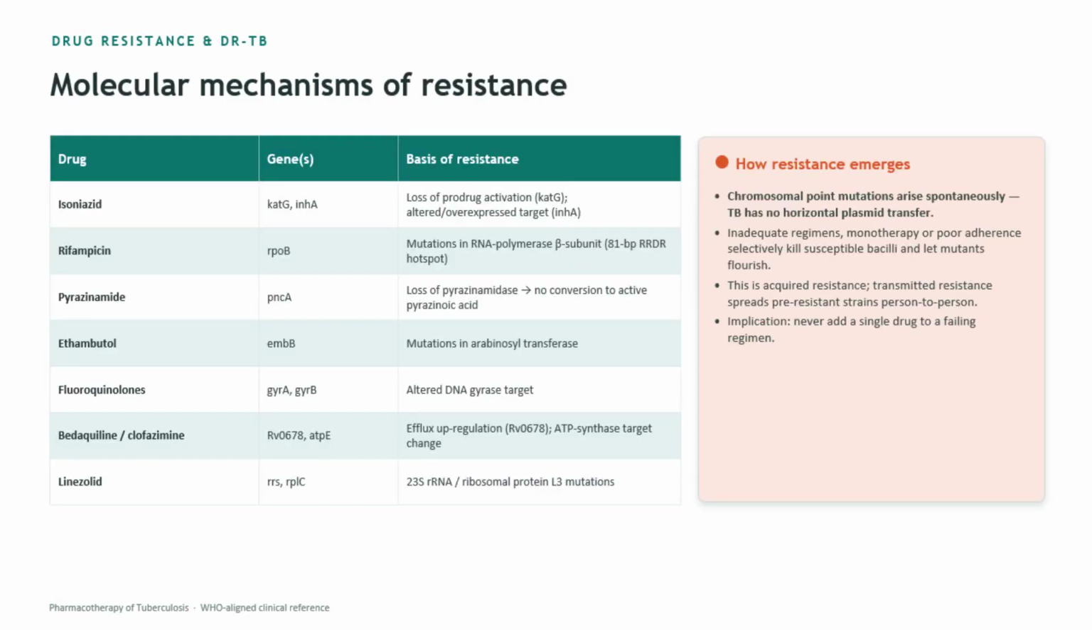Let's peek under the hood at the molecular mechanisms, because knowing the gene tells you how our rapid tests work. Isoniazid resistance: katG loses the ability to activate the prodrug or inhA alters the target. Rifampicin: mutations in that 81 base pair hotspot of rpoB, which is exactly what GeneXpert detects. Pyrazinamide is pncA. Ethambutol is embB. Fluoroquinolones are gyrA and gyrB. And for bedaquiline and clofazimine, watch that Rv0678 efflux pump regulator.